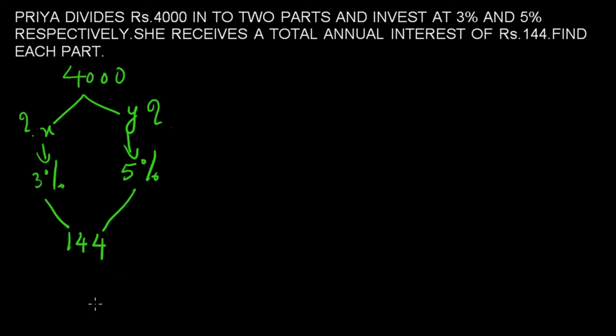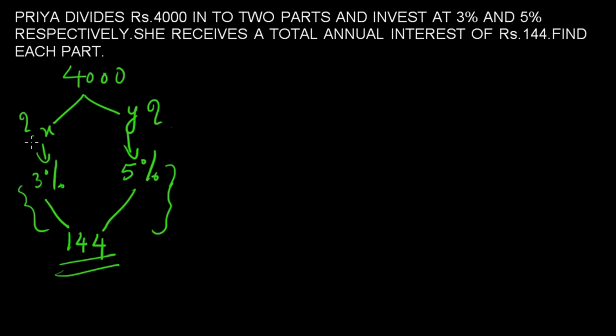So is this familiar to you? That's what you must think. When you are able to draw this figure, you have to think whether this is familiar to you or not. Yes, of course it's familiar. So there is a division and then there is a combination. The 4,000 is divided into two parts and these two parts when combined together, the interest received at 3% and interest received at 5% combined together is giving 144 as the interest. So we can use the rule of alligation here in order to find out X and Y.